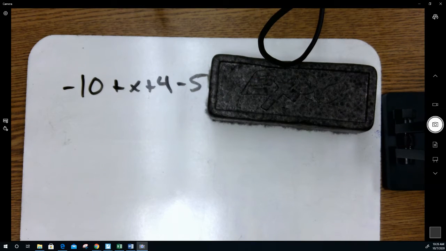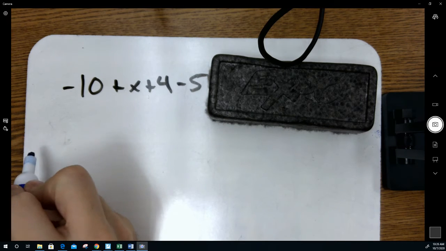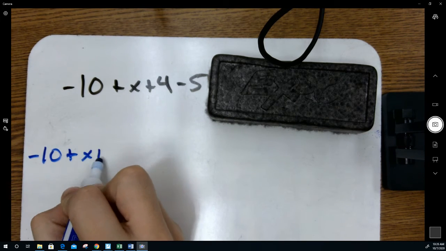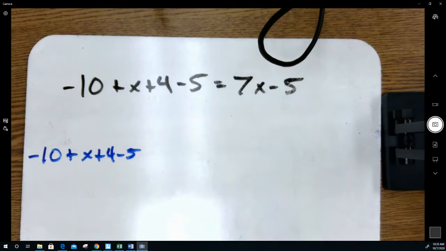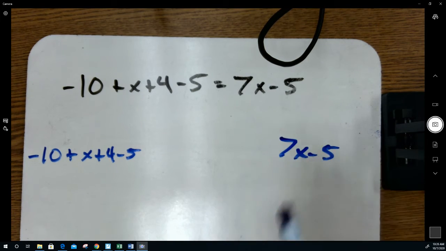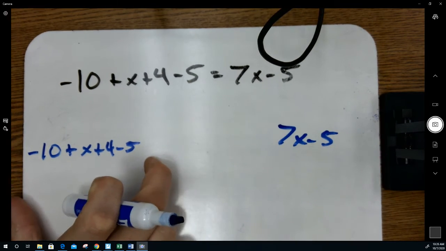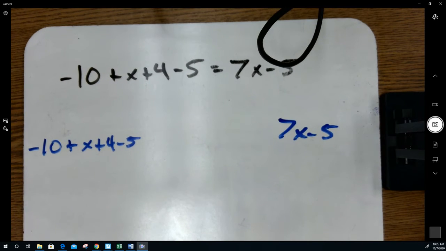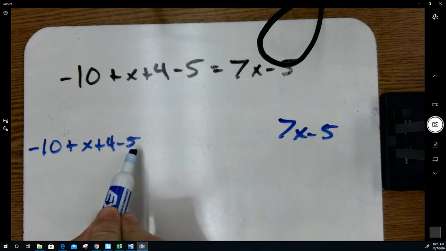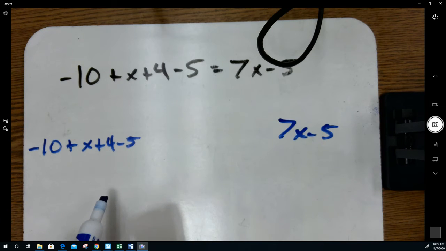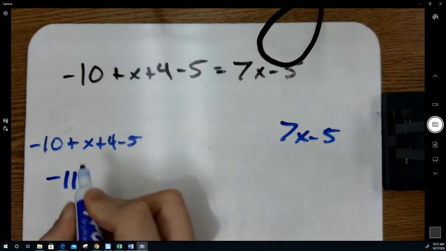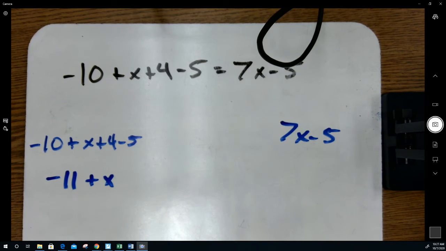This side, right? Whatever you have to do, if you need to rewrite it separately and really separate them so you know these are two different sides, we're not going back and forth on them until we get this side simplified and this side simplified. Then just combine your like terms, just like we did last week. So negative 10 plus 4, that's negative 6, minus 5 would be negative 11. No other terms go with the x. This side is completely simplified. 7x minus 5, completely simplified.